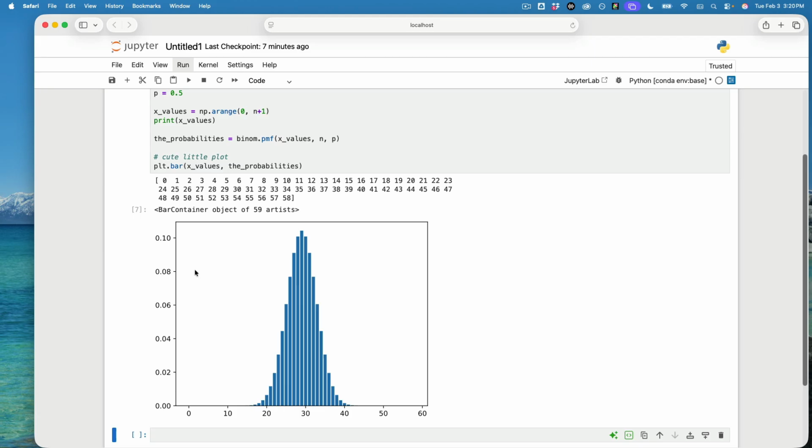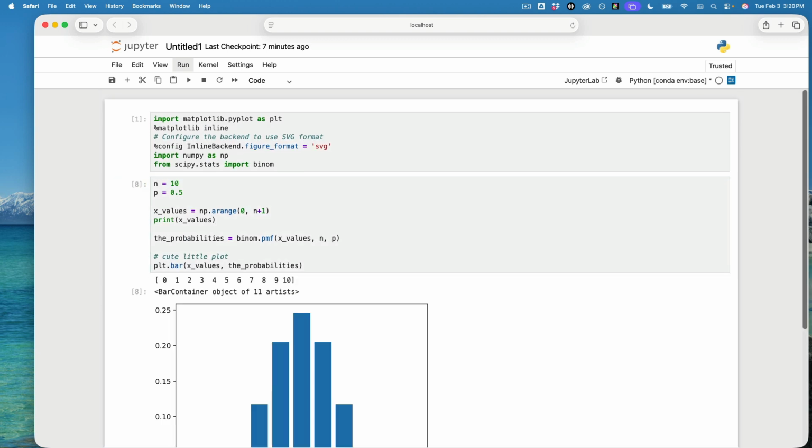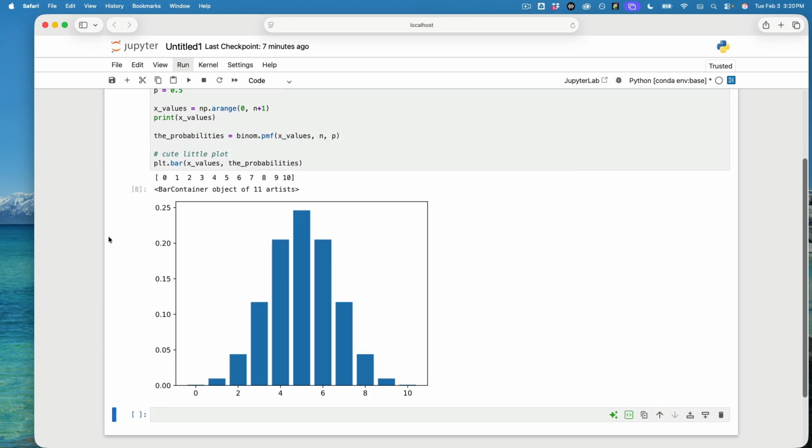So let's understand this. On the x-axis, I'm plotting the number of successes per 58 trials. To make this a little cleaner, let's just do 10 trials so we can see these things better. What this plot is telling me, the probability of getting 0 heads is almost 0. 1 head, this is the probability. 2 heads is coming up to 0.05. 3 heads, it's higher. 4 heads, 5 heads is the highest. And then 6 heads is starting to go down. This is with a 50-50 chance.